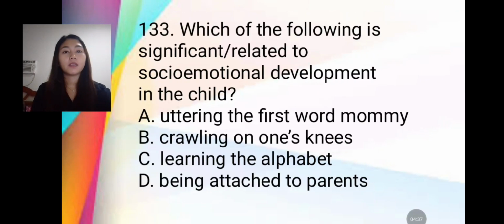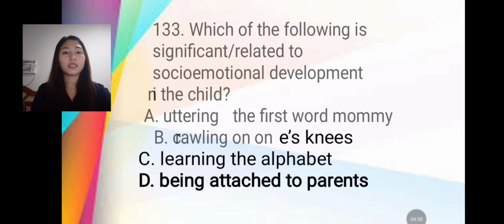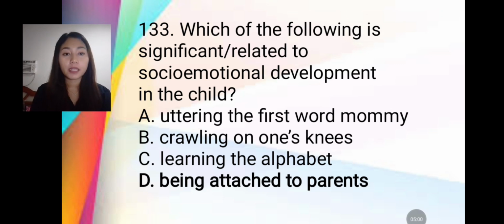Next is, which of the following is significant or related to socio-emotional development in the child? A. Uttering the first word mommy. B. Crawling on one's knees. C. Learning the alphabet. D. Being attached to parents. So the answer is letter D, being attached to parents. So why not letter A, B, and C?